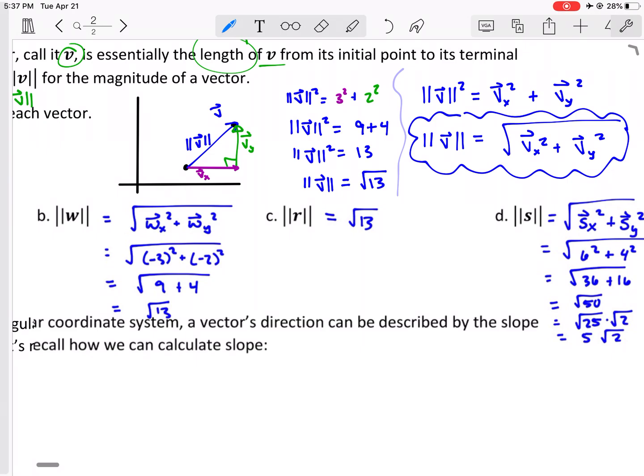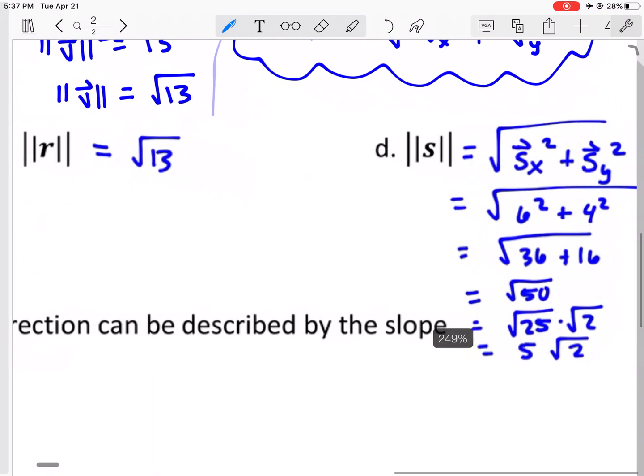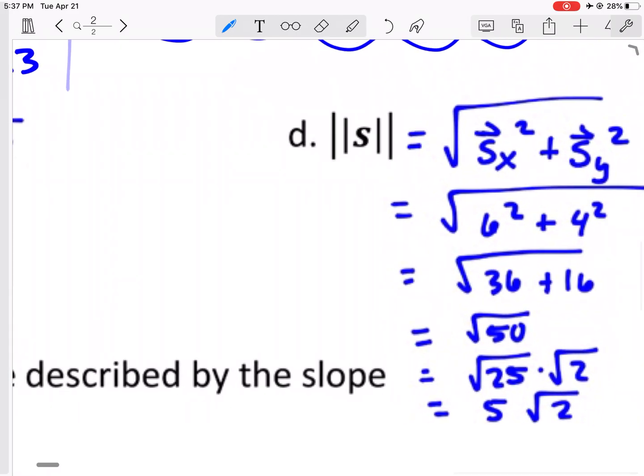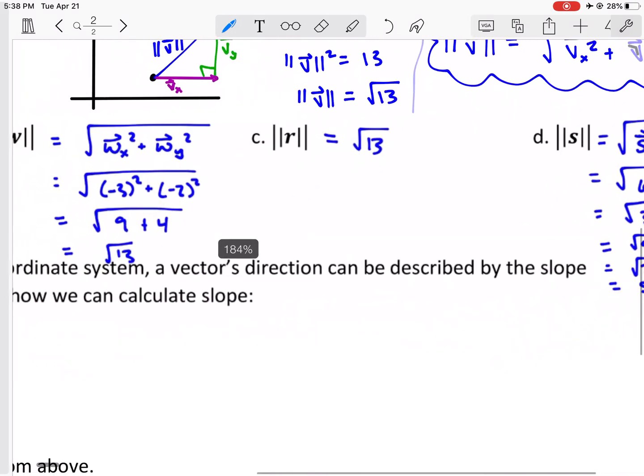All right, so there are our answers for B, C, and D. Double check to make sure that you got the same thing. Worth noting that for magnitude of S, we got the square root of 50, but the square root of 50 could be simplified because a perfect square is a factor of 50. 25 goes into 50 2 times, and we know the square root of 25 is 5.